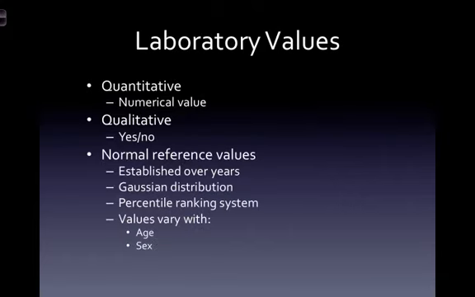Laboratory values can be quantitative, which are numerical values, and qualitative, which are basically yes and no. They don't tell you how much of the disease you have. They generally look at the presence of something that we're looking for. Normal reference values are essential, established over years of continuous lab results. Gaussian distribution. Percentile ranking system.